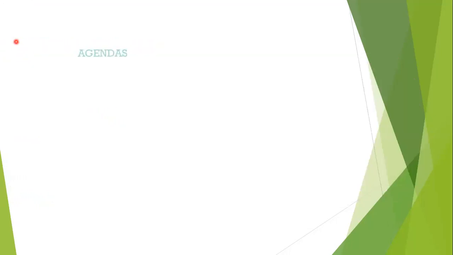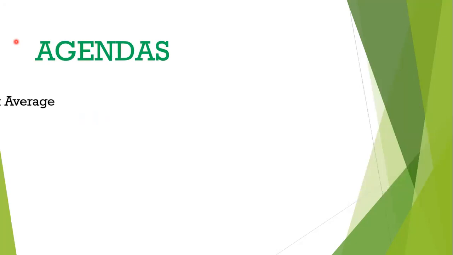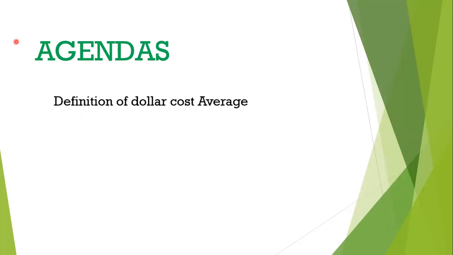So the agendas of today are going to be the definition of the dollar cost average. What does it mean and why do we always use it? Another agenda is going to be advantages of using the dollar cost average. And then I'm going to show you the table illustration and the graph illustration and how you're going to take the profit. How does it really work, the conclusion.